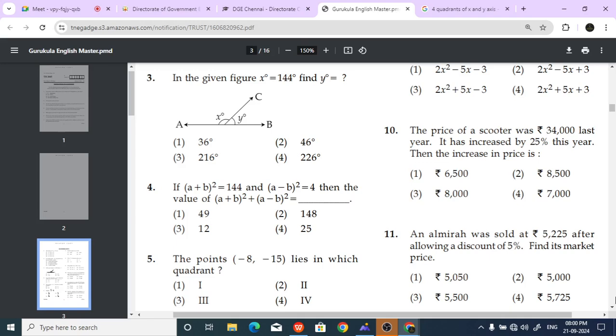Okay, all of you have gone shopping for Onam. Did you go shopping for Onam?